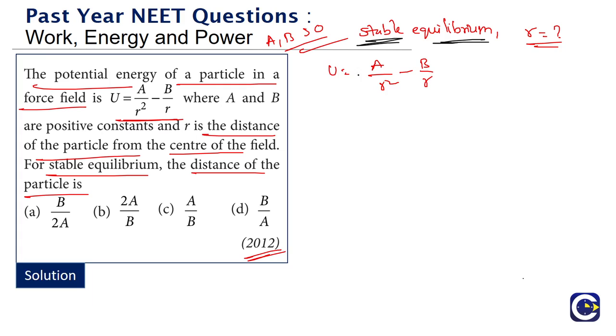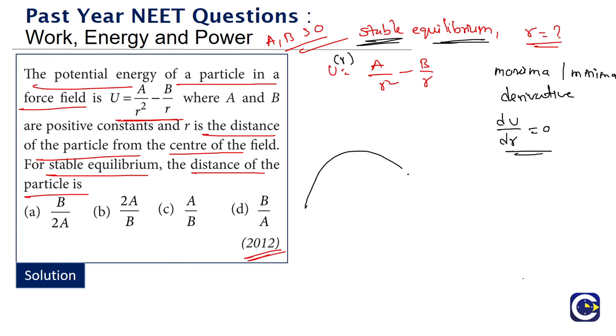Whenever you have a function, this is a function in terms of r. Whenever a function has to achieve a maxima or minima, in both cases the derivative of the function with respect to the variable, in this case du by dr, will become 0. Think about a graph attaining a maxima. What is the slope of the tangent here? 0. Similarly, when it is achieving a minima, the slope of the tangent is 0. So whenever a function is achieving a maxima or minima, the derivative of the function with respect to the variable has to be 0. We are going to use that condition.